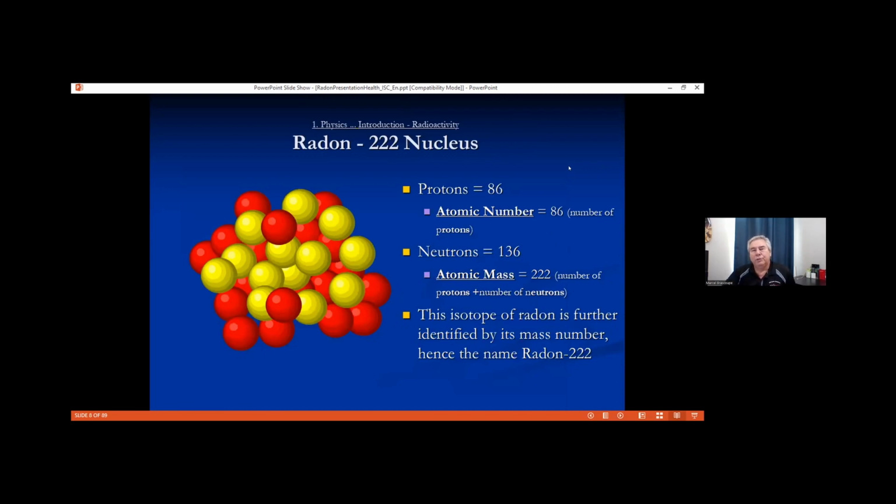Radon 222. The 222 represents the atomic mass. And the atomic mass is the combination of the number of protons and the number of neutrons. So radon 222, and it's an easy number to remember. It's our most common radon that we are aware of in our environment.